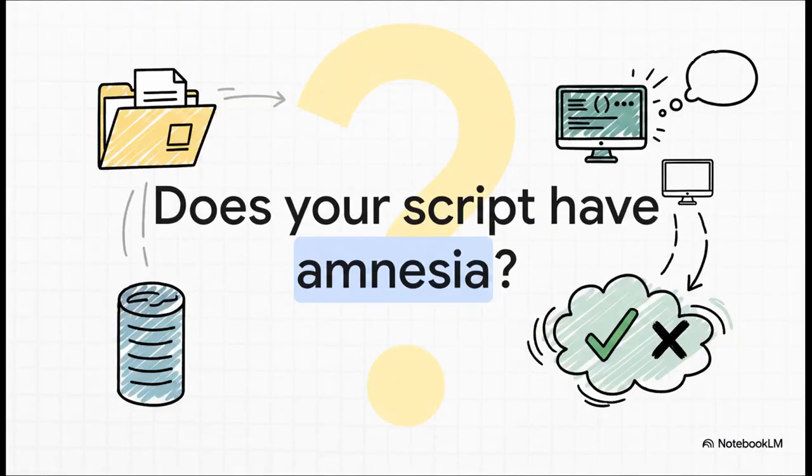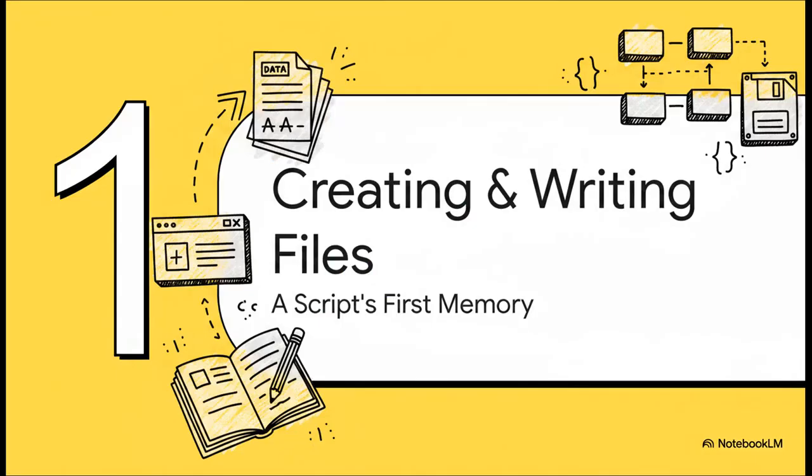So, I want you to think about this for a second. By default, a bash script runs its commands, it spits the output on your screen, and then that's it. It's gone. It's got total amnesia. It has no idea what it just did, whether it worked or what errors it ran into. Today, we're going to fix that. So where do we start? How do we give our script its first memory?